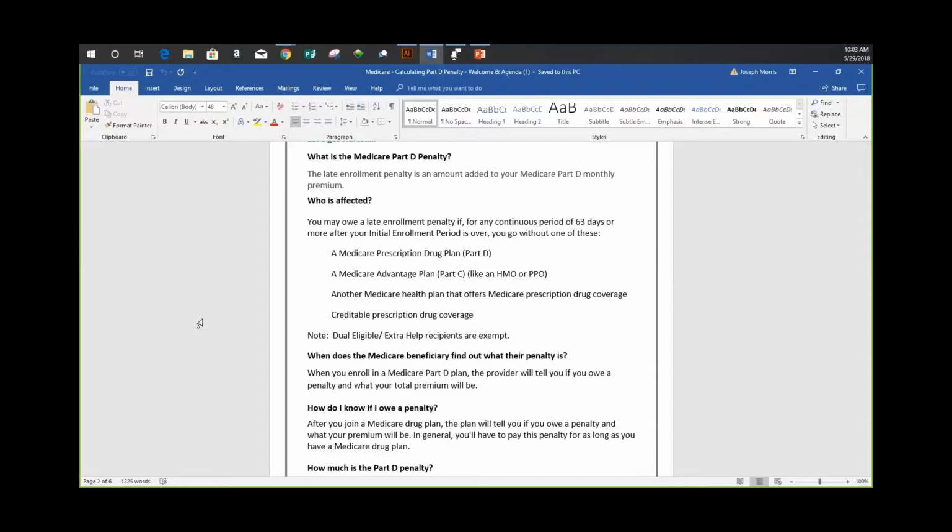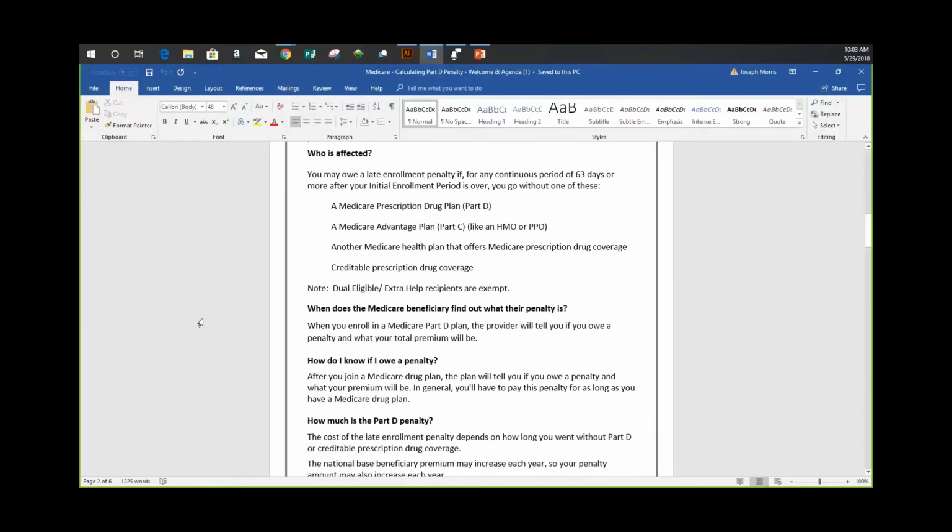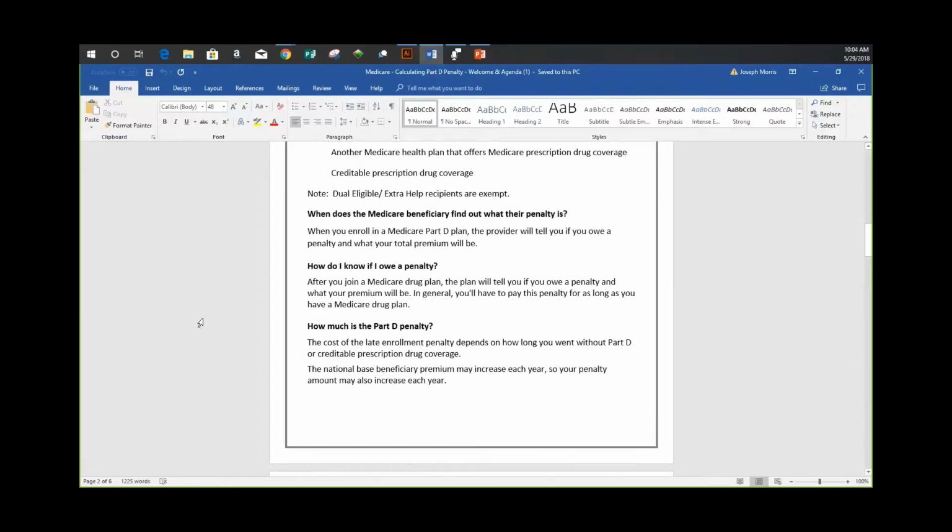When does the beneficiary find out what their penalty is? You're going to find out when you enroll in a Medicare Part D plan. The provider will tell you if you owe a penalty and what your total premium will be. The provider meaning the plan. If you go in and enroll in a Part D drug plan, for example, or a Medicare Advantage plan, for example, they're going to let you know, based upon your last enrollment, if you are going to have a penalty or not.